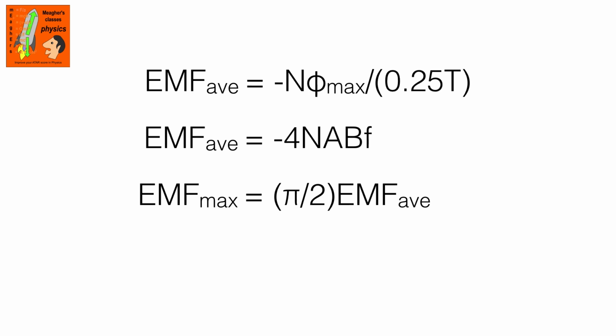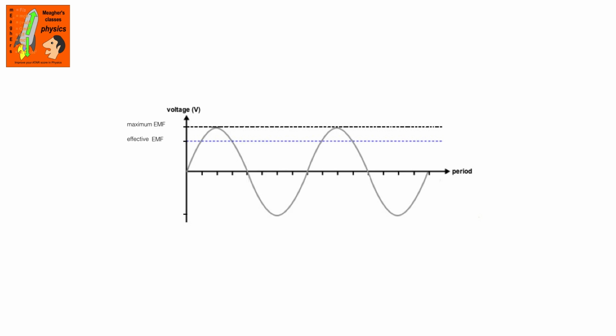But as I said, the average EMF is not really that useful if we're looking at a fully alternating current, which is what you'll have in your home. So why is it that here in Australia we talk about our home voltage being 240 volts, or in America they talk about 110 volts? It can't be the same voltage, the same EMF, all the time. So there's got to be some effective value, and the effective value is what we call the root mean square.